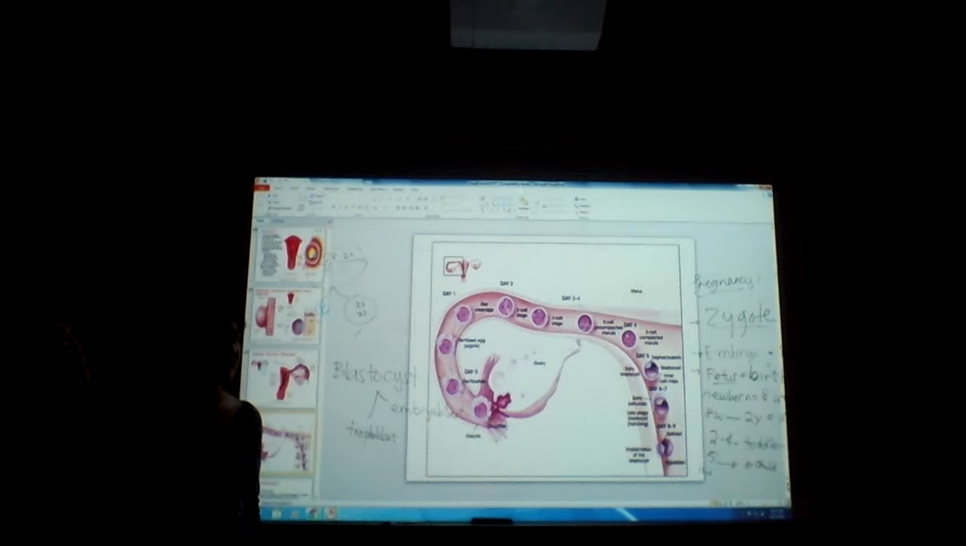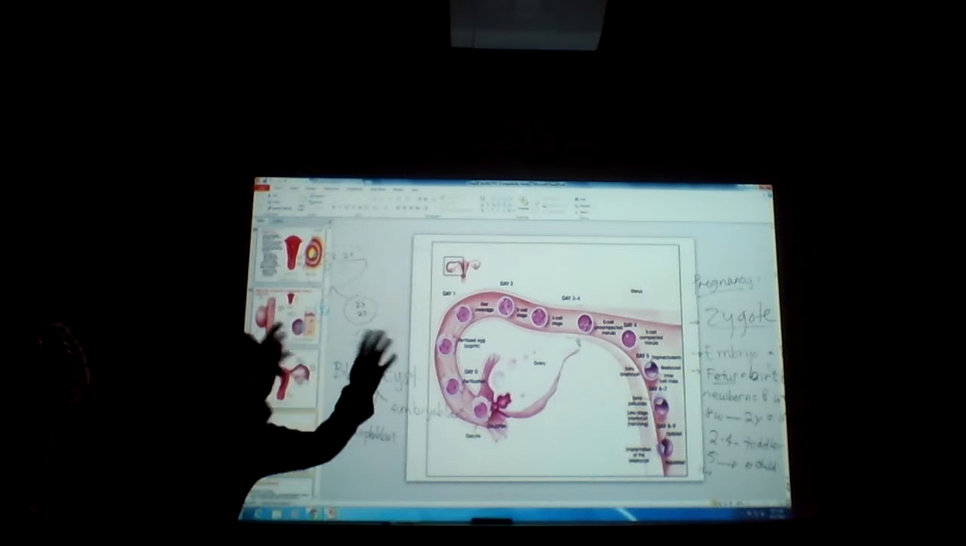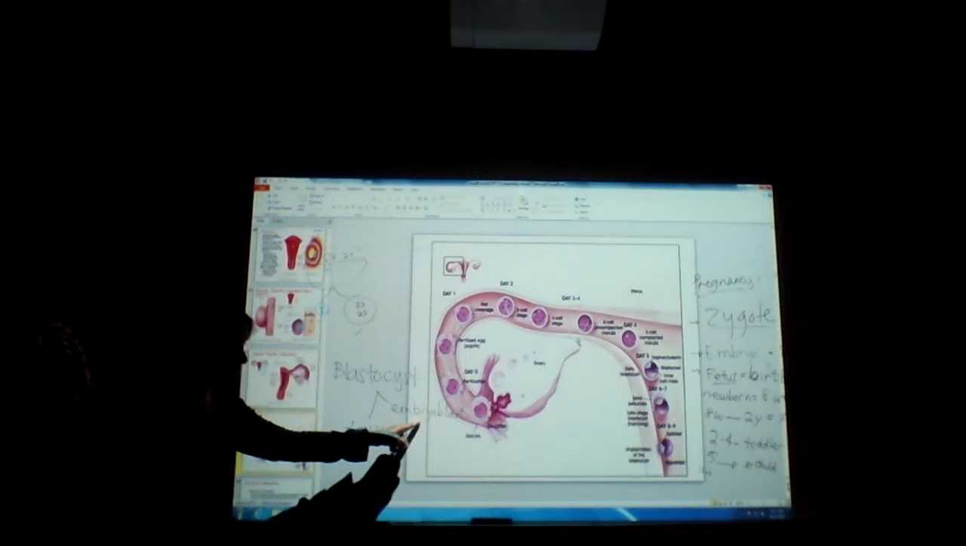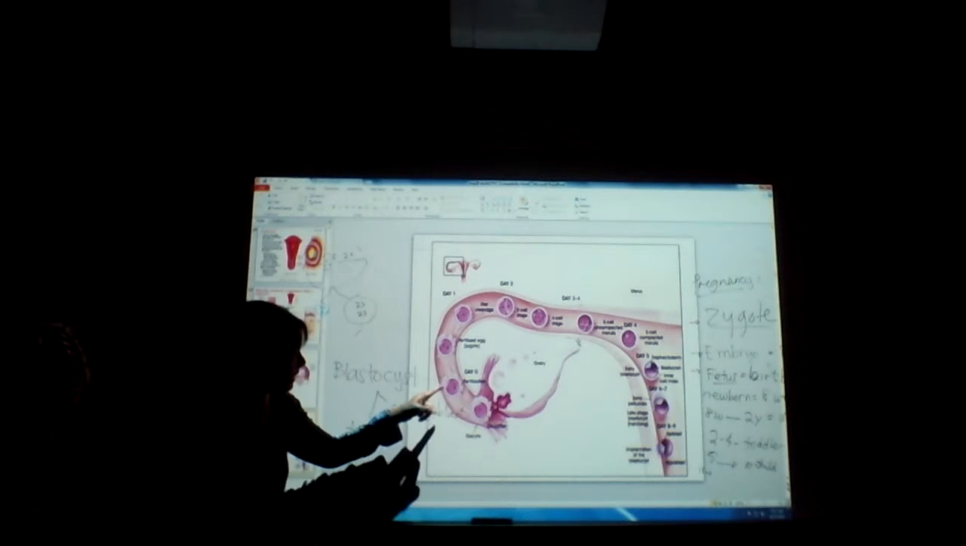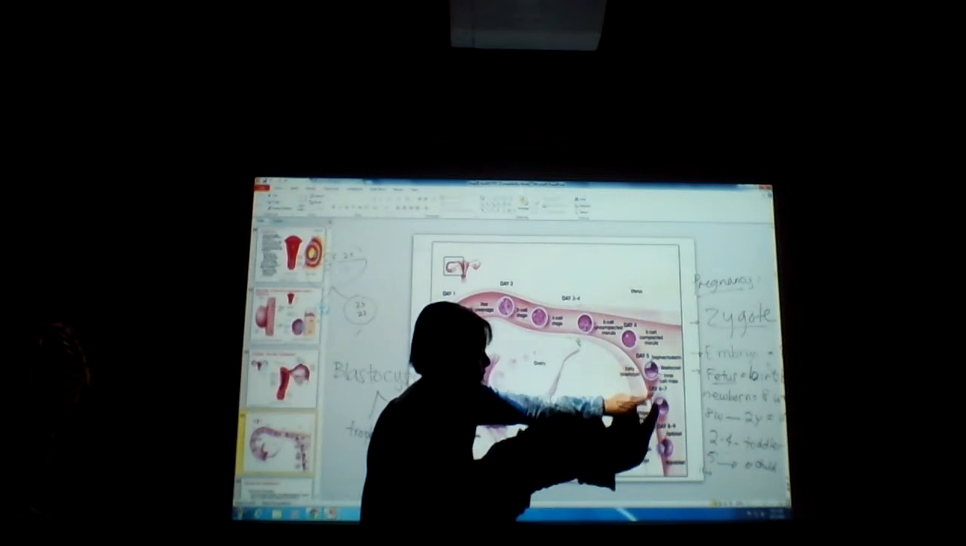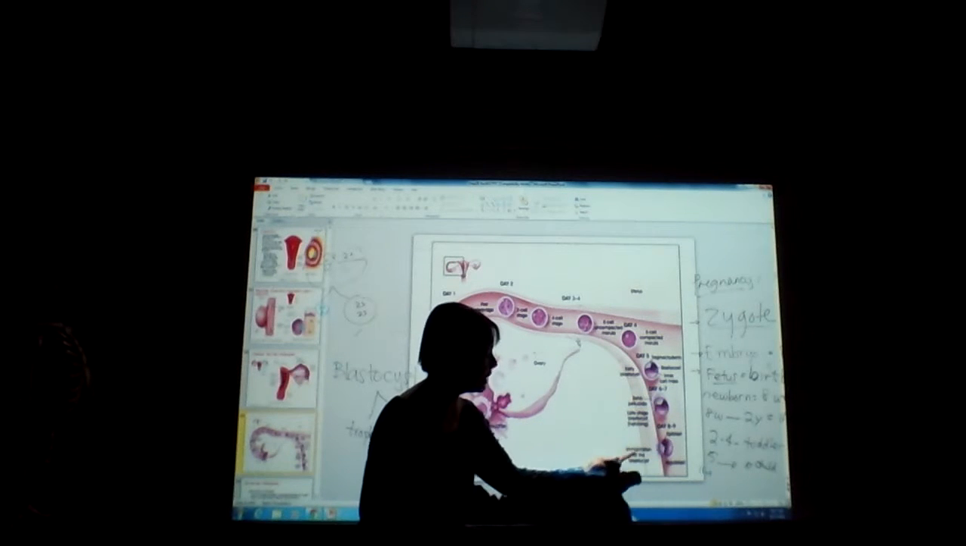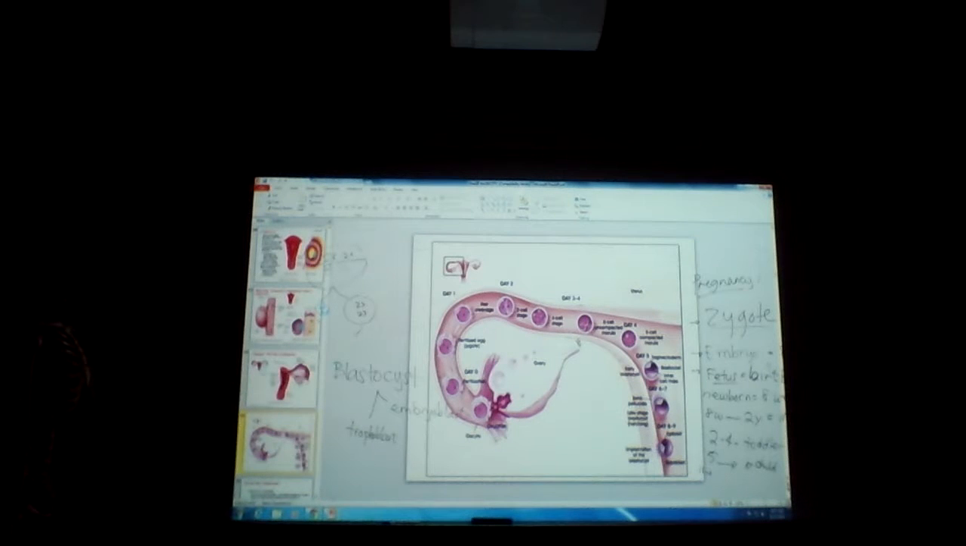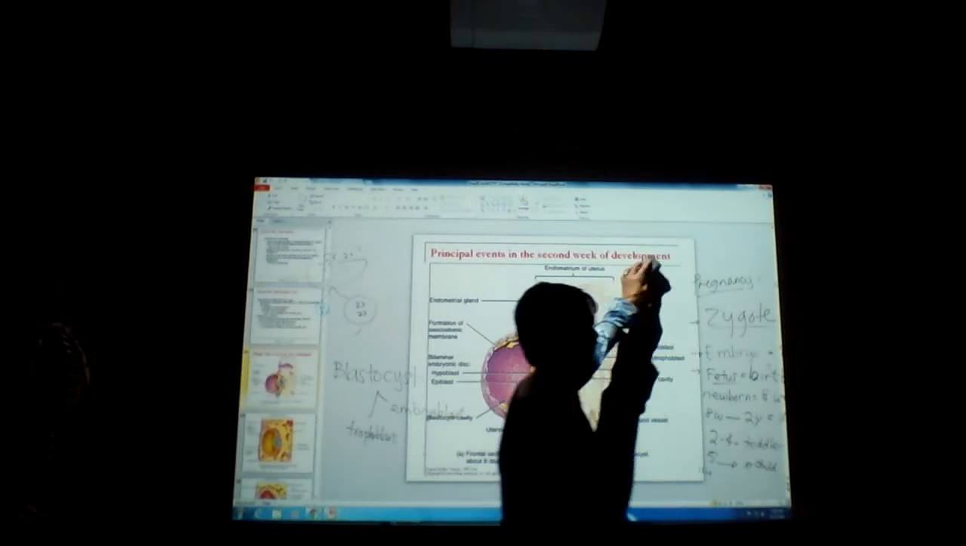Trophoblast, is that the cell surrounding? Correct. And what will that be? That will be the placenta, isn't it? There's your trophoblast. There's the embryoblast. That's you. Look at what happened to the trophoblast. It's made up of cells, I'm going to highlight it right here. It actually differentiates into syncytial trophoblast and cytotrophoblast.